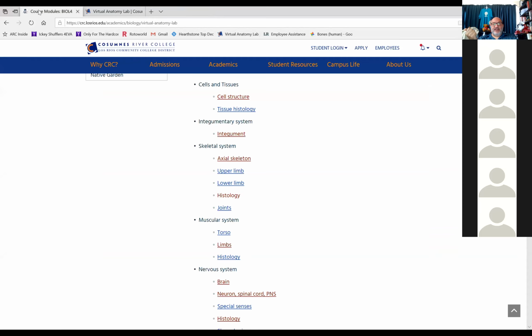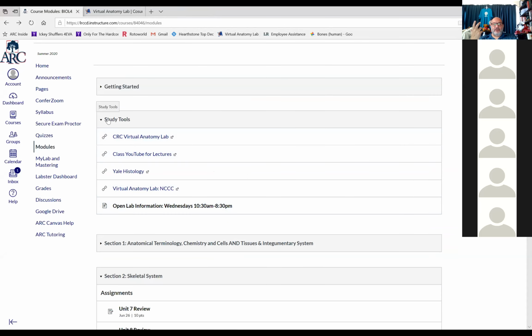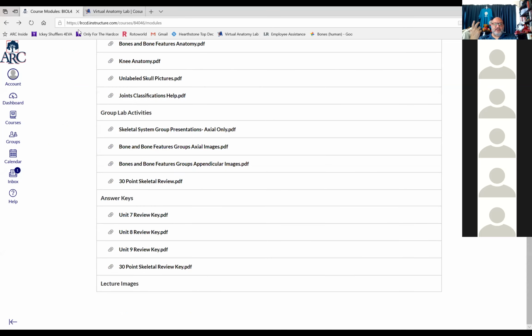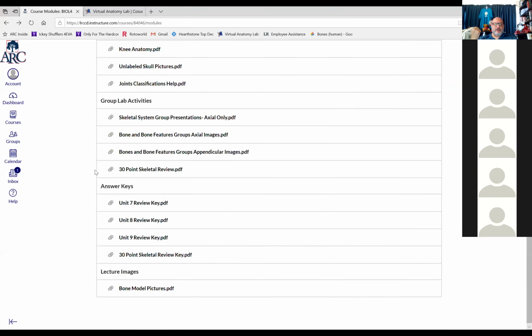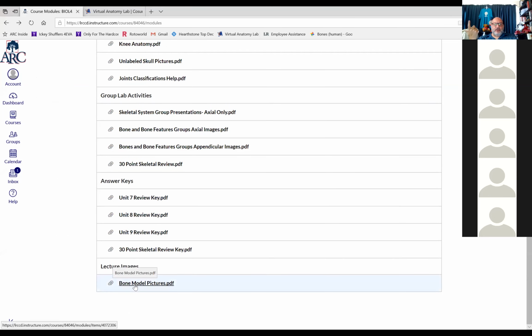And again, you just get right to that link from under the study tools, the very first one, Cosumnes River College Virtual Anatomy Lab. As I mentioned, I just posted this. In fact, I've got to refresh the page so we can see that. There we go. Bone model pictures are those pictures. So those are posted now under the lecture images at the bottom. All right. Great resource. Make sure you are taking advantage of it.